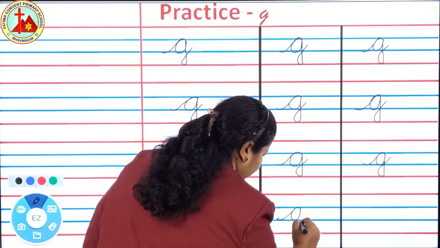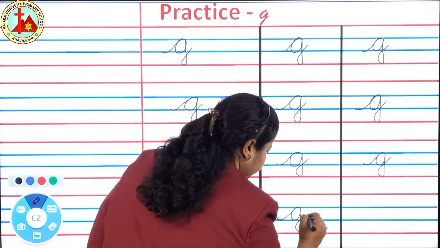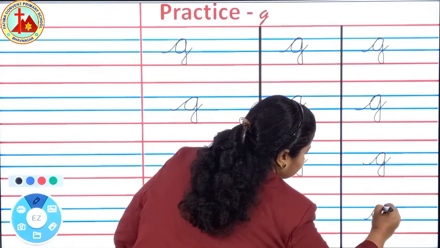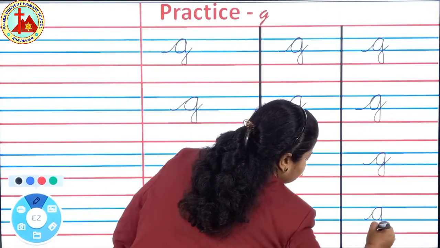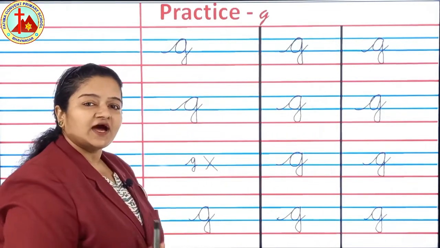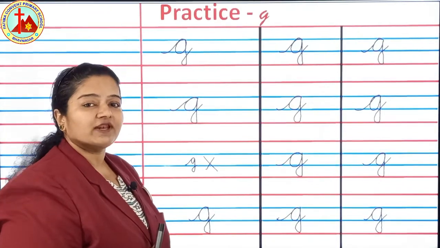C, circle 9, small loop G. C, circle 9, small loop G. So here we finish how to write G in your 4-line book.